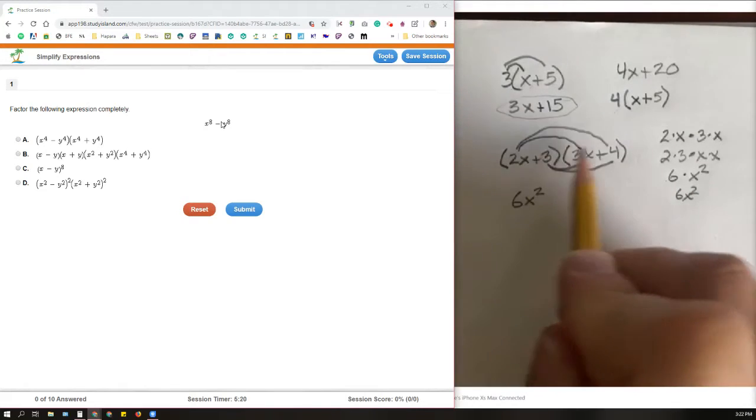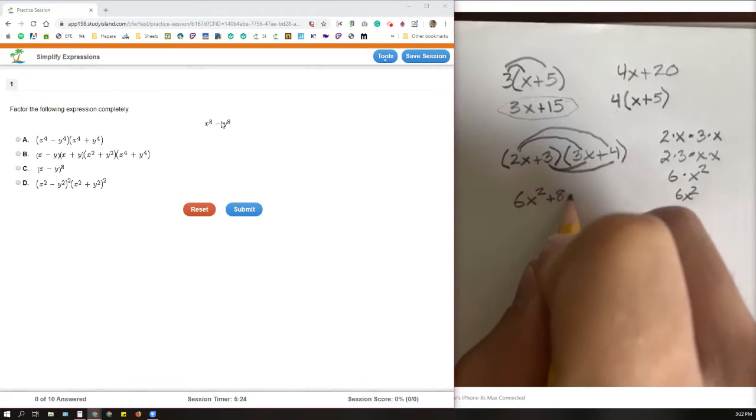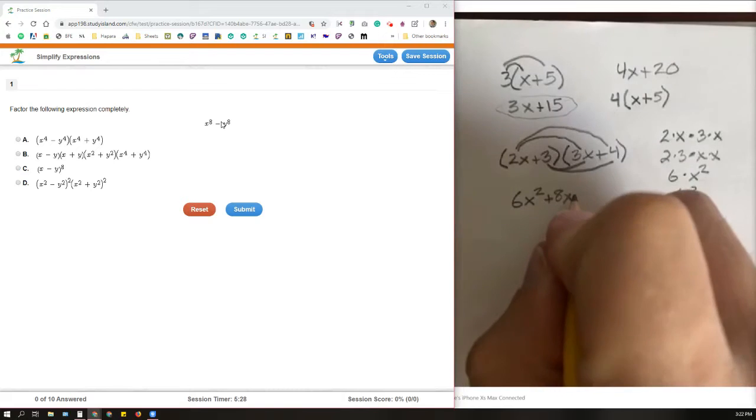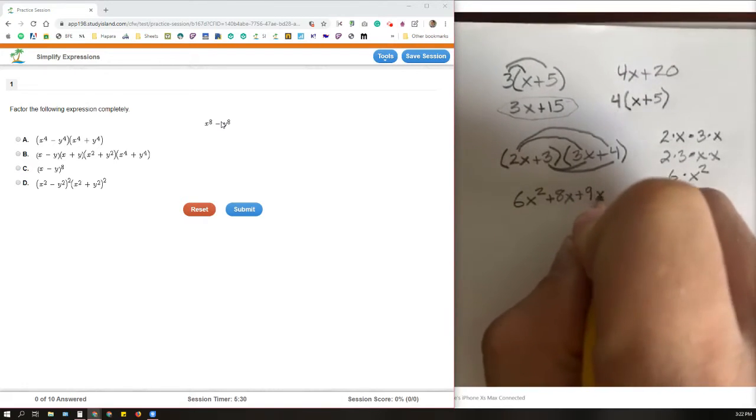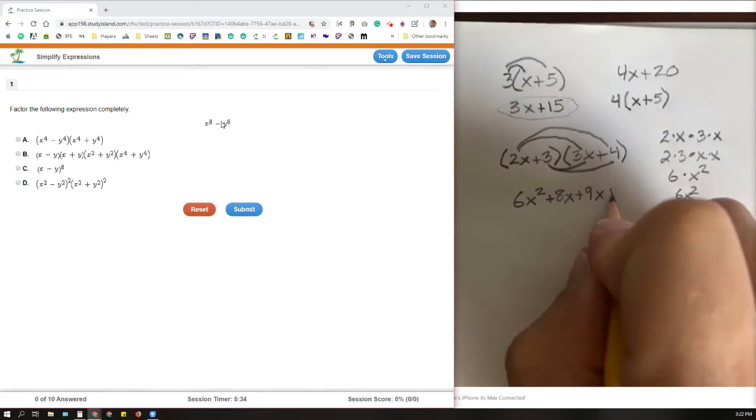Next, I have to do 2x times 4, which is 8x, so I will add 8x. And then I have to do 3 times 3x, which is 9x, so I'll add 9x. And then lastly, I have 3 times 4, so I'll add 3 times 4, which is 12.